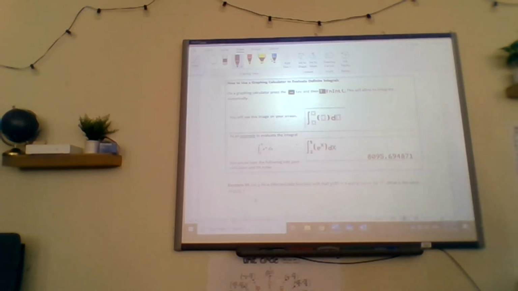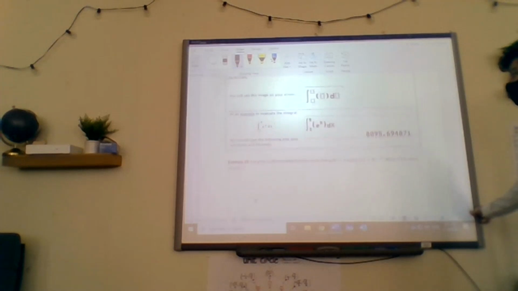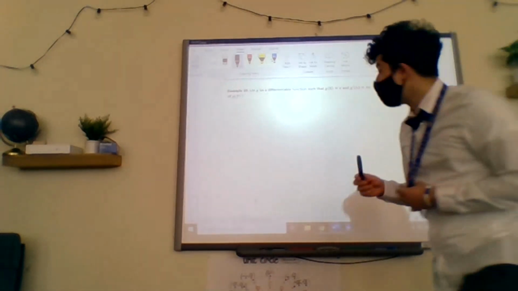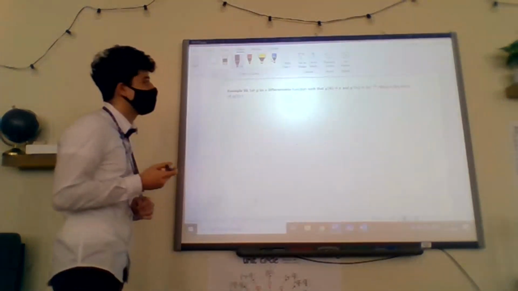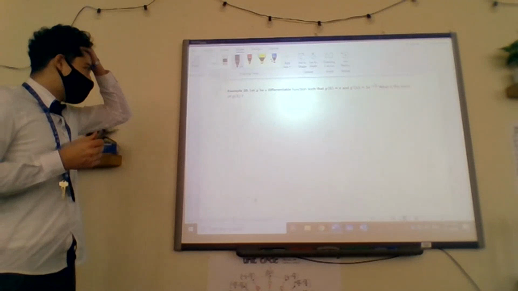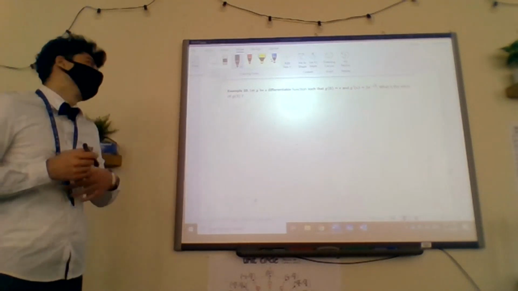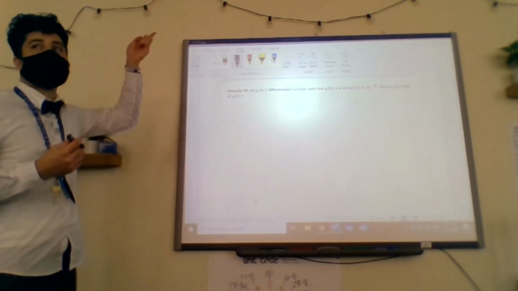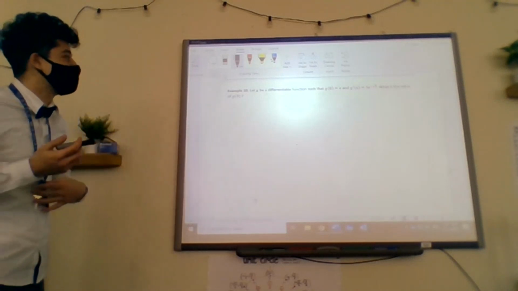That's nice. All right. With that information, now we can complete example 10, which says let g be a differentiable function such that g of 8 is e and g prime of x is that function. What's the value of g of 3? Okay. So that should look really, really similar to the last one. It is like the exact same setup.